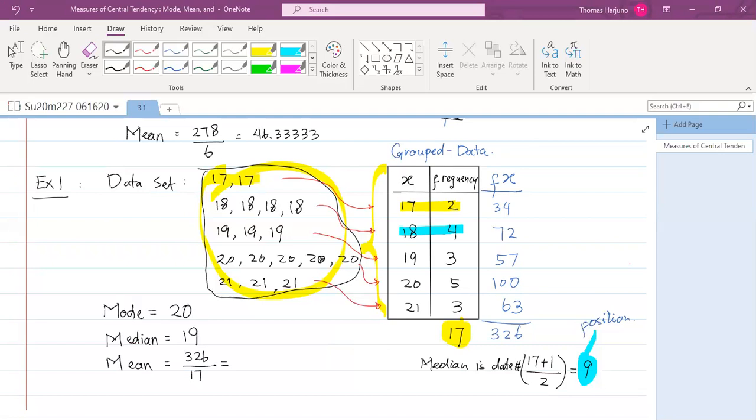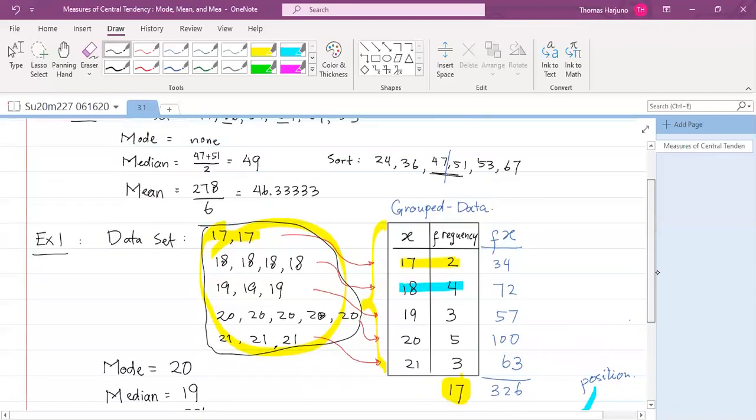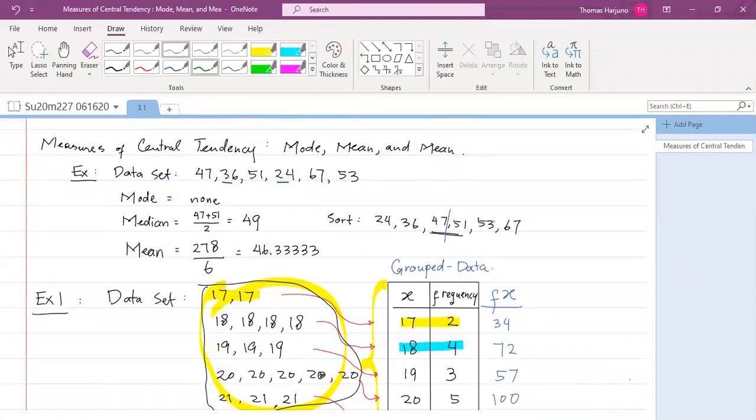19.17647. So, Professor, like in the original data set, you said for the final answer for a median, you needed to present that formula, not just the solution, the number itself. That's if the median is between two numbers. Ah, okay, I see. Yeah, if the median is between two numbers like this, then you need to show this thing, not only the 49, right?